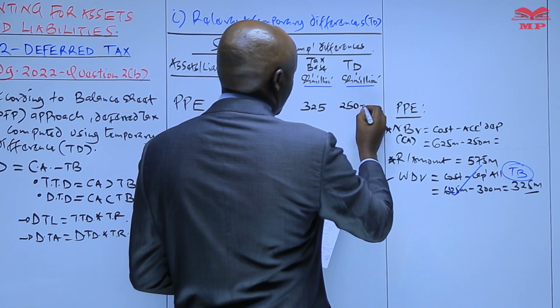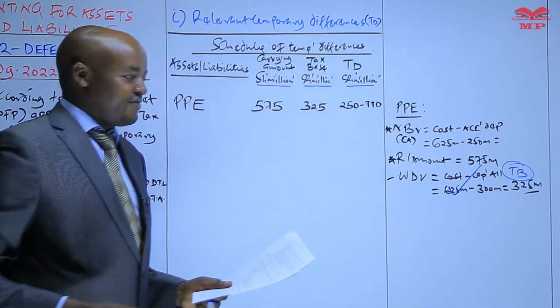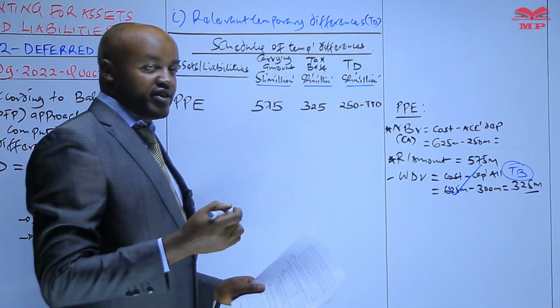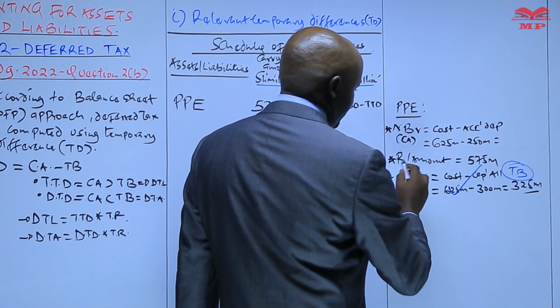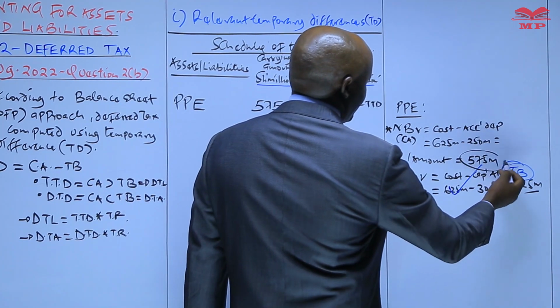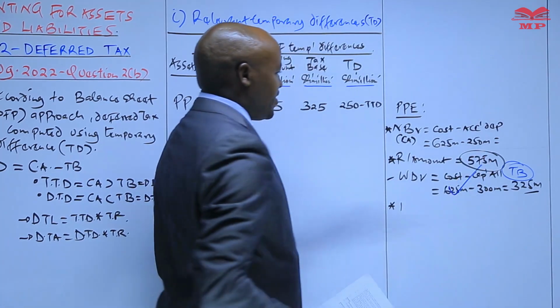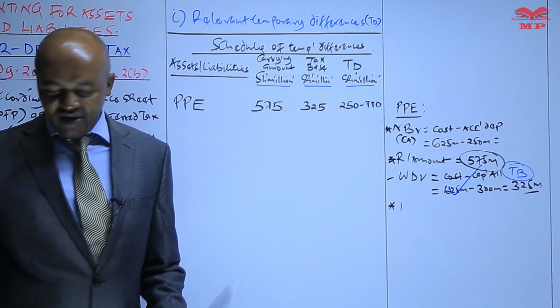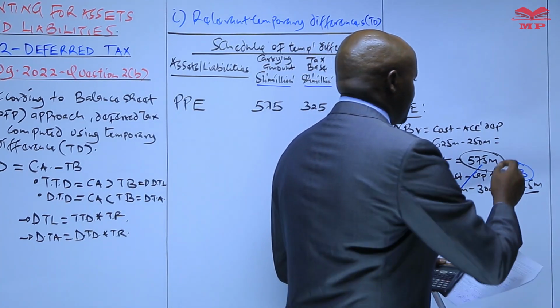And because it's a positive figure, we refer to that as taxable temporary difference. If you get a negative figure, it is a deductible temporary difference. But it's also important to note that from the information which is given here, you can see these items of PP were revalued to 575. But in this case, we have the carrying amount, or basically the net book value, which we needed to compute here. So this will give us 375.